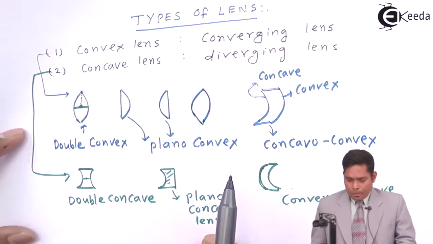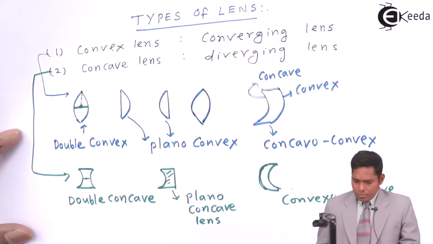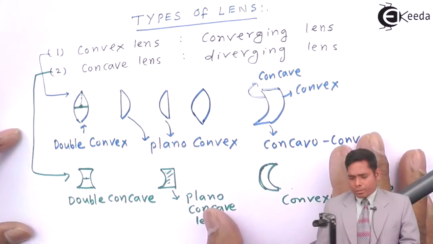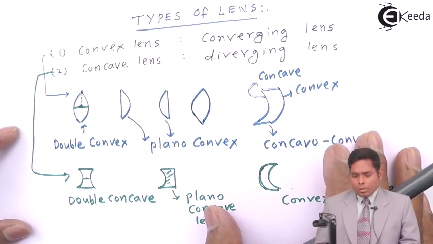So these are the types of lenses. Now we will discuss some interesting points in our next videos, such as how to find the power of a lens. Then we'll discuss the conjugate foci method.